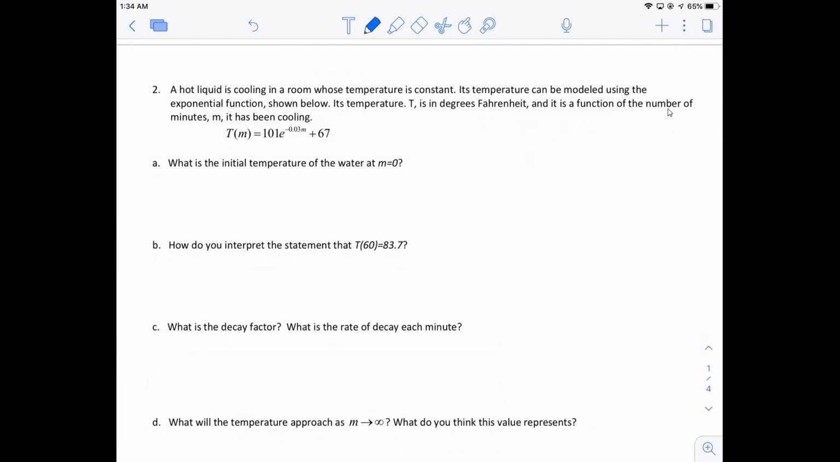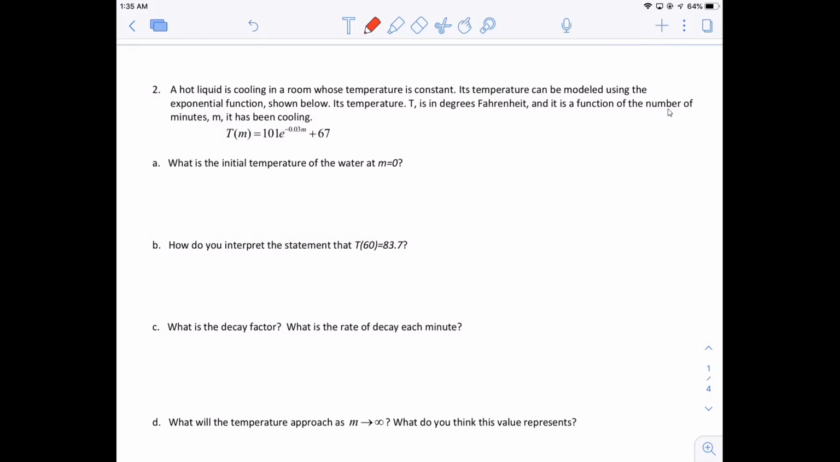All right, now for some word problems. A hot liquid is cooling in a room whose temperature is constant. So let's say we had coffee and it was just sitting in a room. Its temperature can be modeled using the exponential function shown below. Its temperature T is in degrees Fahrenheit, and it is a function of the number of minutes M it has been cooling. So do you guys remember the coffee problem from a long time ago, way before remote learning started?